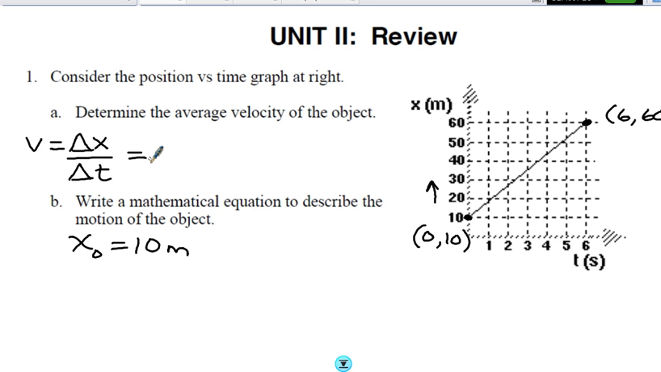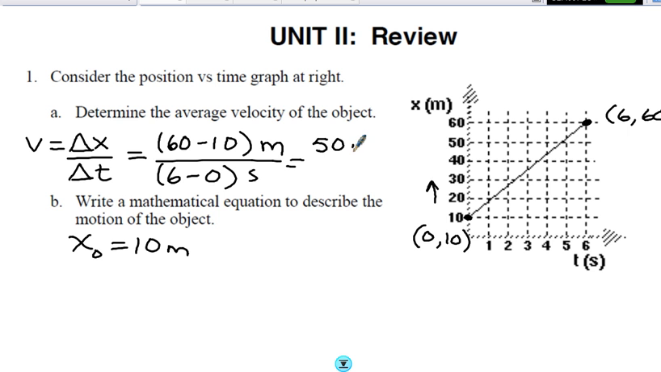So we do the change in position, which is 60 meters minus 10 meters, divided by the change in time, which is 6 seconds minus 0 seconds. So on top we get 50 meters divided by 6 seconds, and our final answer is 8.3 meters per second. So that's the velocity, the average velocity for this time period. So v equals 8.3 meters per second.